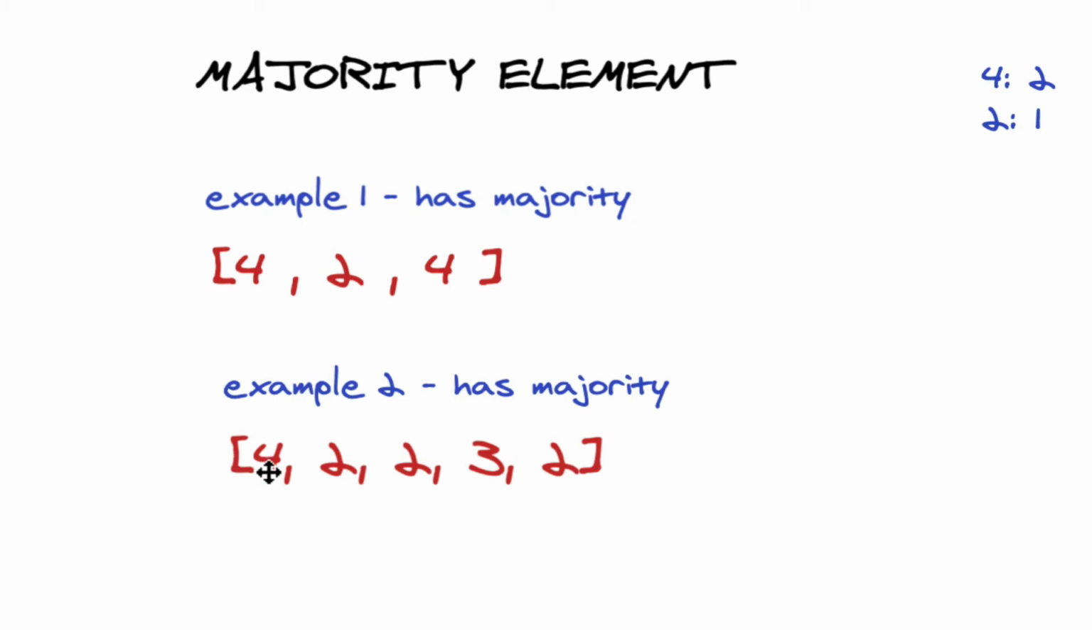Now, let's look at the second example. We have 4, 2, 2, 3, and 2. From a quick visual scan, you can already see that 2 is the majority element. But how do we know this? How can we tell this in a more straightforward way without having to go through the procedure of looping through the array twice? Well, notice what happens when we sort this array.